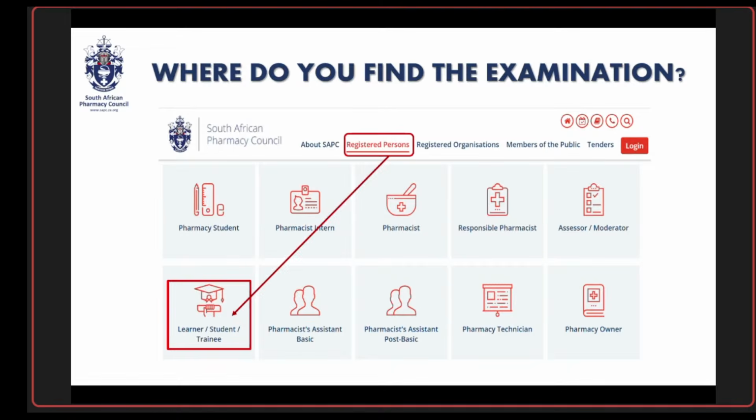So where do you find the examination? I think I have already touched on it, but it's important so that we don't make mistakes on the day of the examination. To access the exam, you don't need to log in onto the SAPC website. You go to the SAPC website, go under the tab Registered Persons, and then go to Learner, Student, or Trainee. If you go to the website and click on this login, you will be logged in onto the SAPC website. However, you will not be able to access the exam. So you can only log in from this direction.